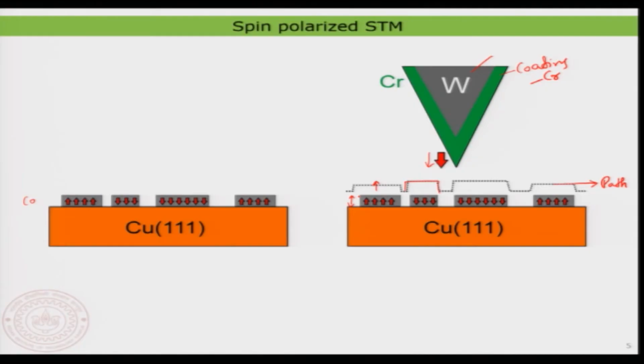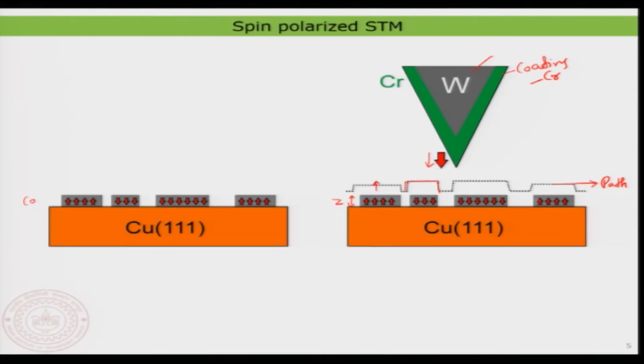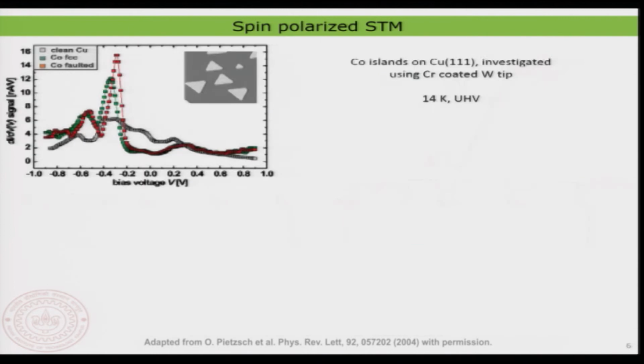Now you see, depending on the magnetization, although the island has the same height. That is also something you can notice here: all the islands have the same height, Z is the same, but depending on the magnetization the tip is retracting or coming closer and so on. Therefore, you have a difference in the topography itself. So, that is quite striking. We can now measure the magnetization of the cobalt island. Very nice.